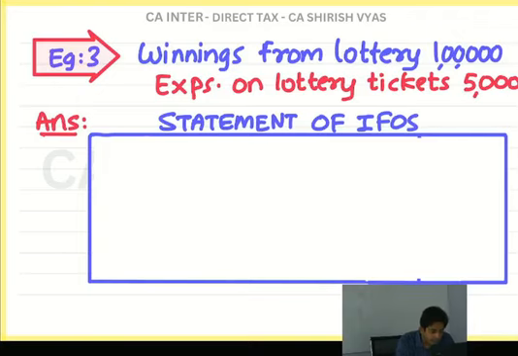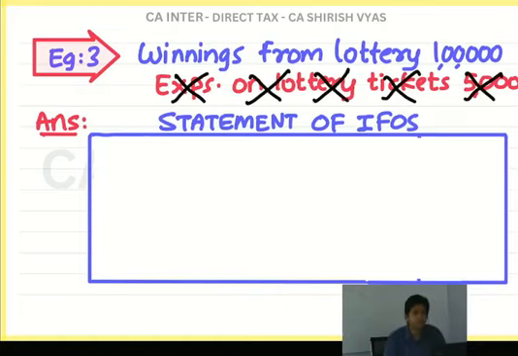Okay. But for winnings, government does not allow you to deduct the expense. This is an exception. Generally, any taxable income, deduct the expense. But for winnings, expenses are not allowed. Why?